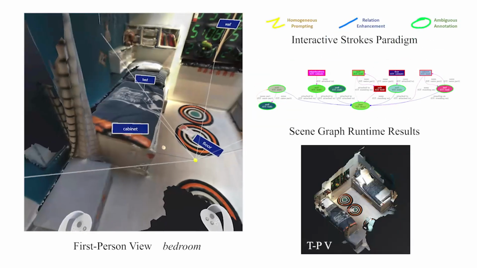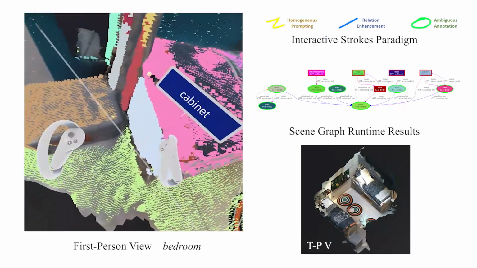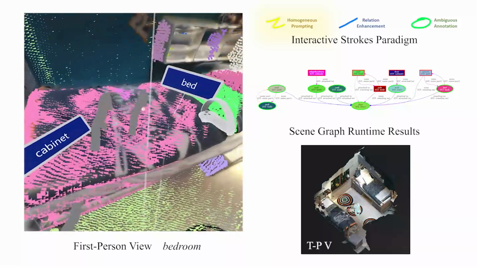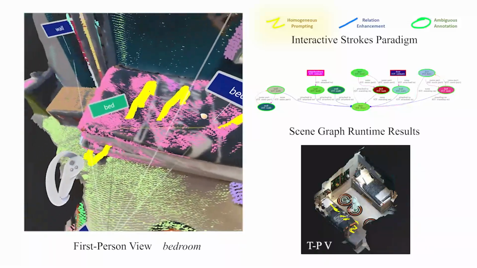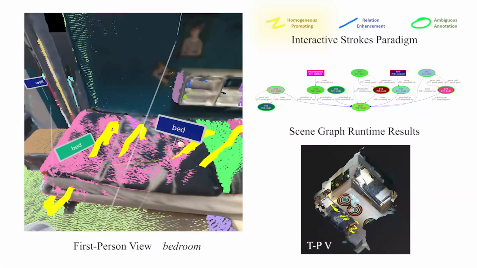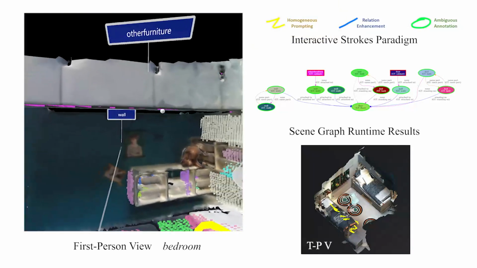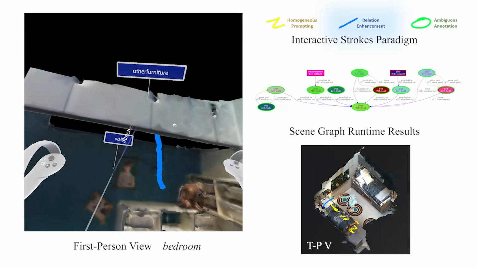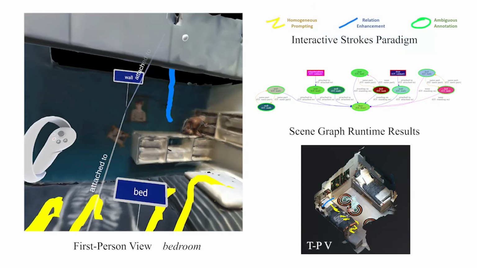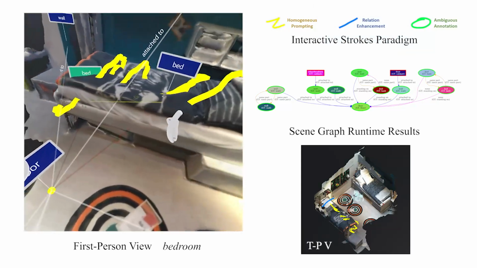We designed 3 types of stroke-based guidance to support semantic correction for different types of errors. Homogeneous prompting strokes bind multiple nodes into a single entity, unifying fragmented object semantics. Relation enhancement strokes refine the relationship between connected objects, improving predicate prediction.